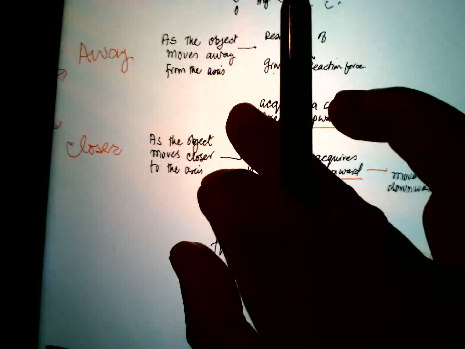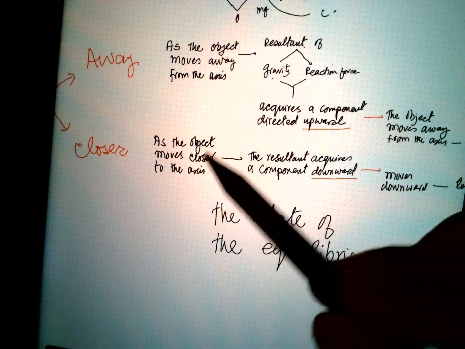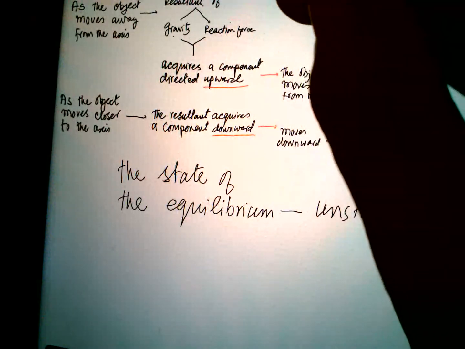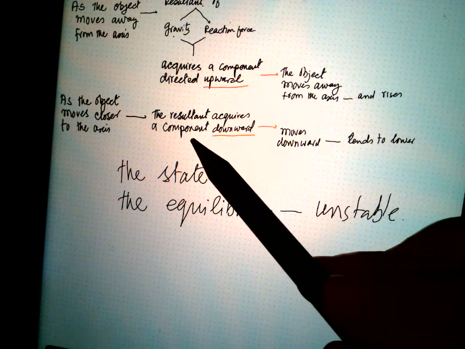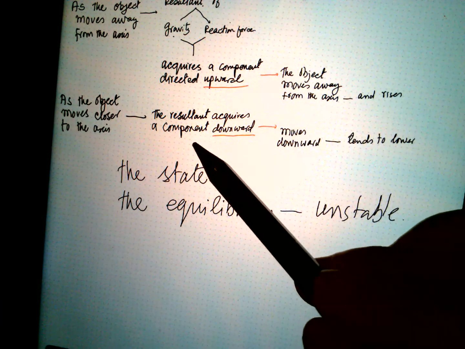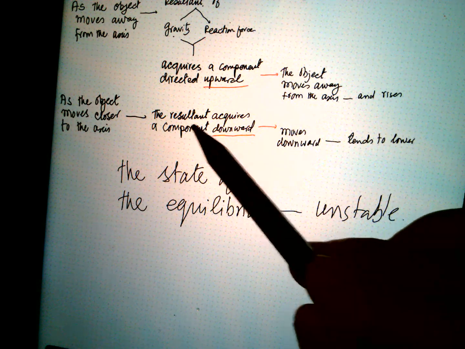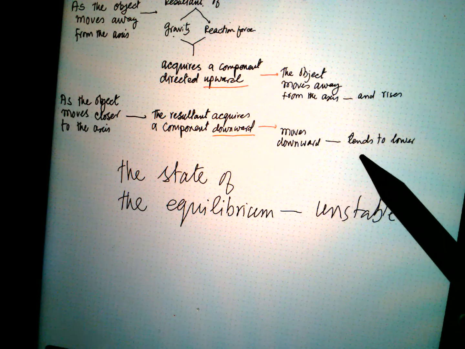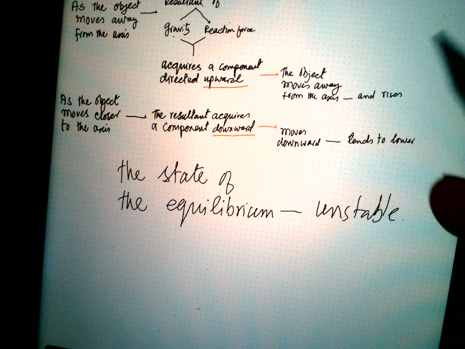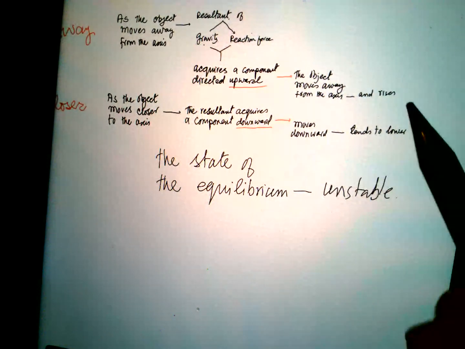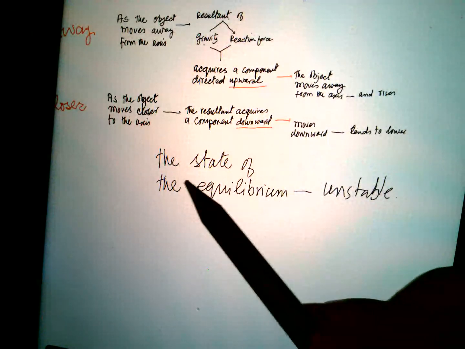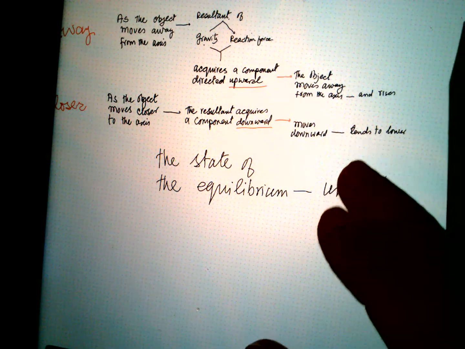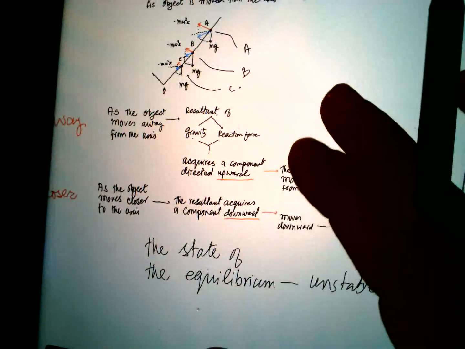But on the other hand, if the object is moving closer toward the axis of rotation, the radius of rotation is reduced. The resultant acquires a component downward, and the object moves downward and tends to lower. So in this way, the equilibrium is not stable. Sometimes it goes up, and sometimes it goes down.